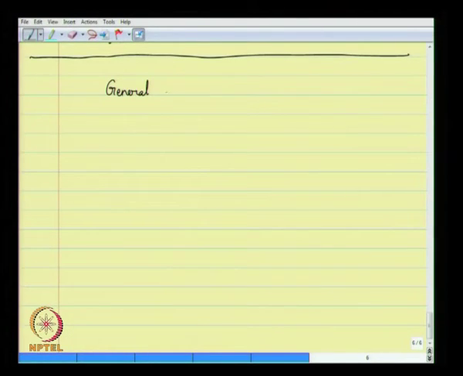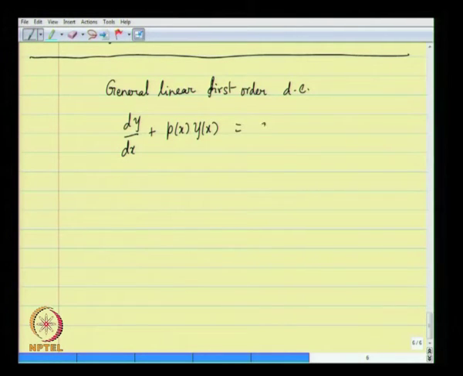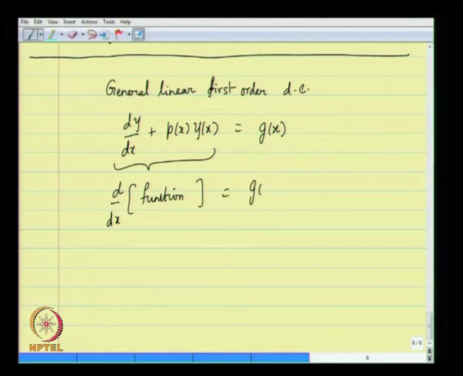So, the next is general first order linear differential equations. The equation has the general form dy by dx plus p of x times y of x is equal to g of x. Okay. So, to do this, we do exactly what we did before, namely we want to write d by dx of a function 1 is equal to g of x times some other function, function 2.